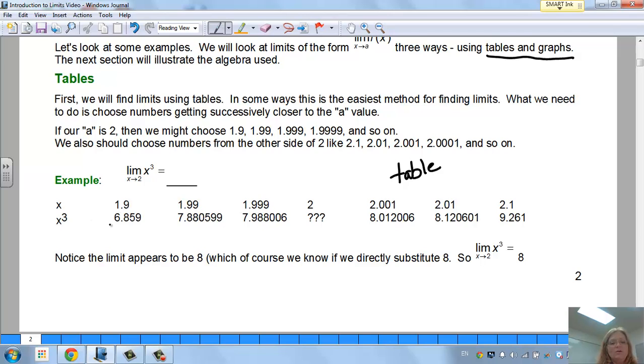1.999, and look what our y's are doing, or our f of x. See how it's getting closer and closer to 8? Now if I go to the other side, 2.001, 2.01, 2.1, see how I'm getting closer to 8. So as I come closer and closer to 2 from this side, and from this side, I'm getting closer and closer to 8. Notice the limit appears to be 8, which of course we know is directly substituted to 8, so the limit of x cubed equals 8.